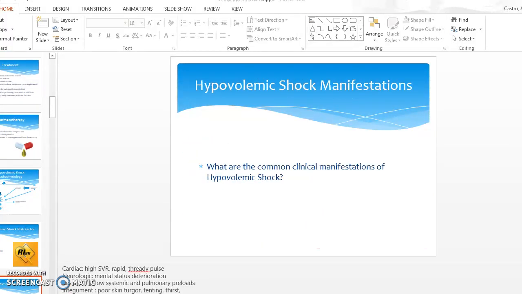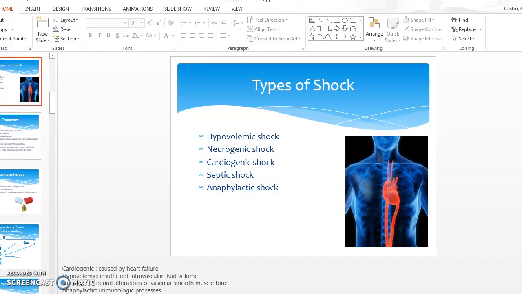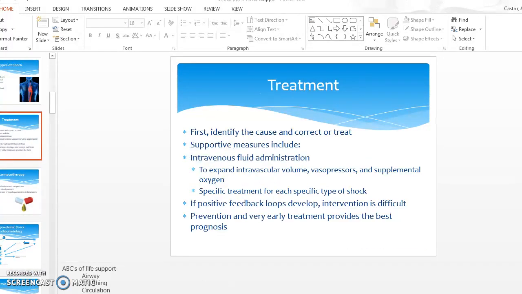So generally, our first thing to do is we need to figure out what's going on. Well, actually, we may not be able to do this first. First, we might have to do supportive measures. But as we progress with our supportive measures, we're also thinking to ourselves, what caused this? So we can start reversing it.